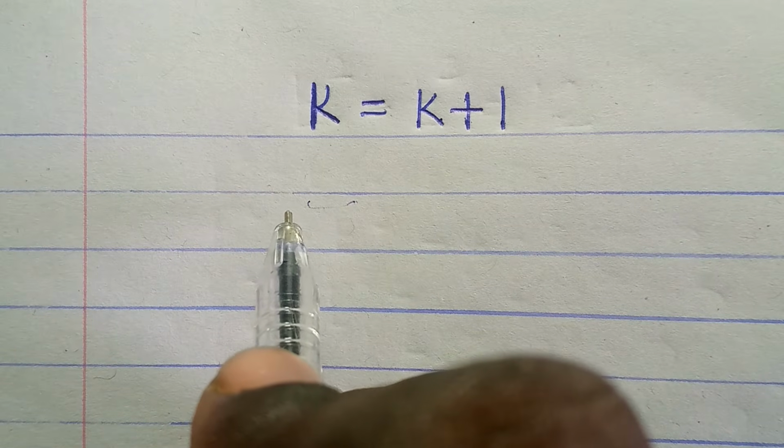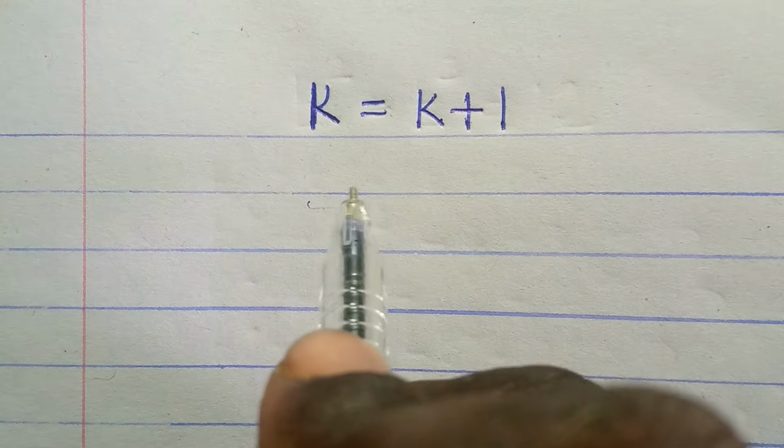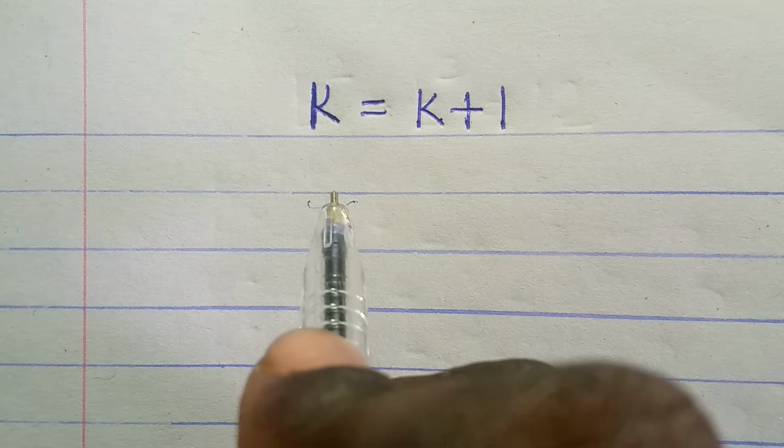Now, let's examine this beautiful equation. We are given that k is equal to k plus 1. Now, is this even possible? That's the first question you should ask.